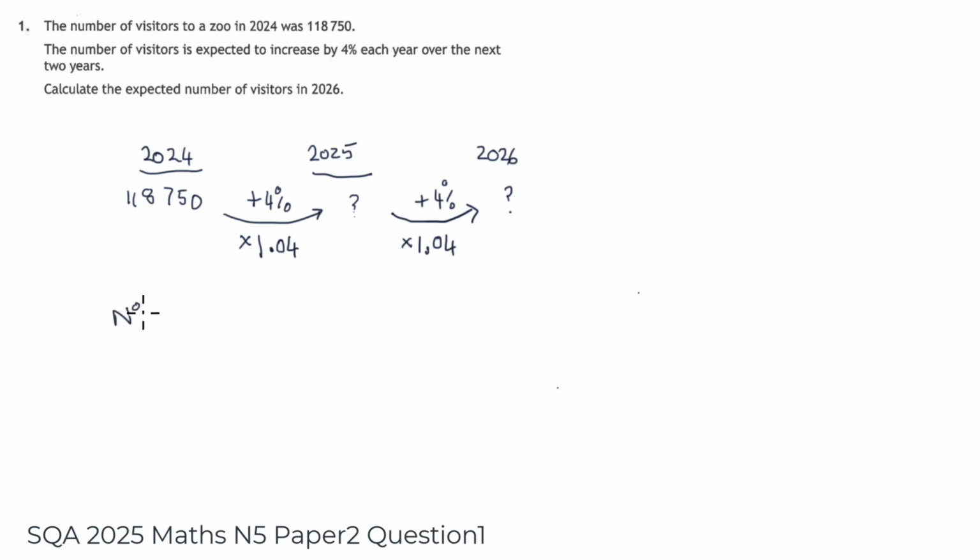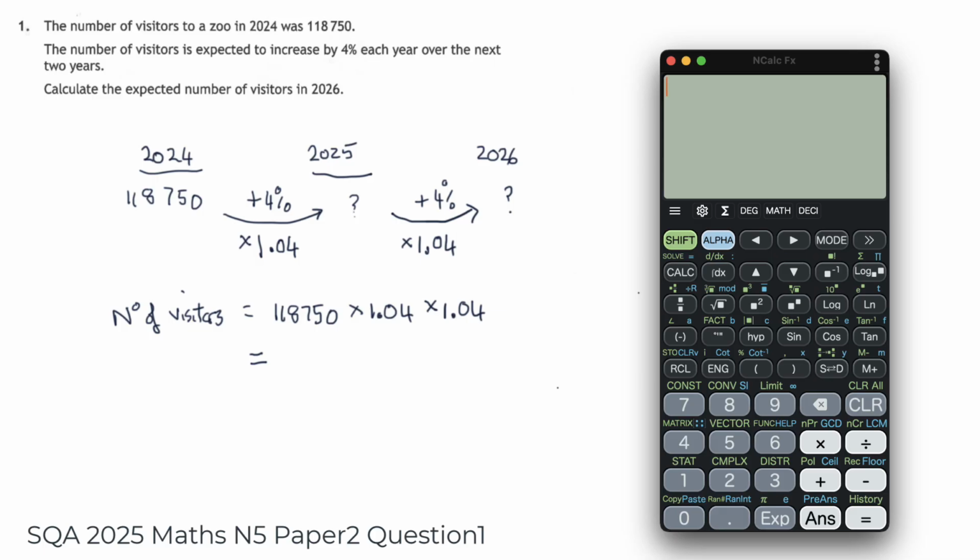So the number of visitors, we now have the calculation that we should be doing. The number of visitors is the 2024 number, that's 118,750, and multiply that by 1.04, in other words add 4% to it to get the 2025 figure, and then multiply that by 1.04. Increase that one by 4% to get the 2026 figure. So that's the calculation that we've to do. So let's bring on the calculator to do that and enter in the numbers.